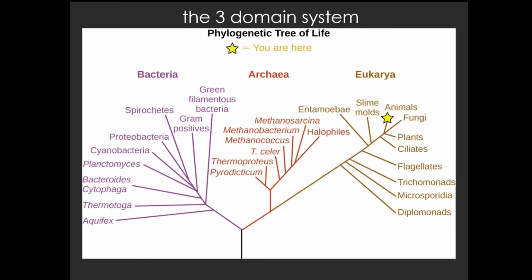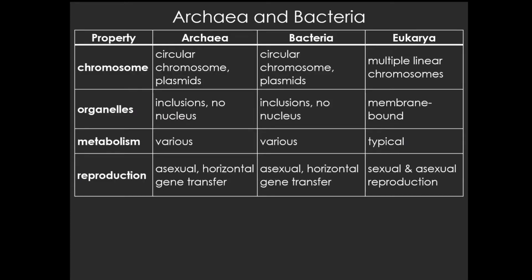So let's take a look for just a moment at these three domains and what makes these archaeans so different enough that they deserve their own domain. Let's first compare the archaea and bacteria to the eukarya. So if you look at the chromosome, archaea and bacteria have typically a single circular chromosome and contain plasmids, whereas domain eukarya have multiple linear chromosomes. Archaea and bacteria have what we call inclusions. They have no nucleus, they have no membrane-bound organelles, whereas domain eukarya has membrane-bound organelles, including the nucleus.